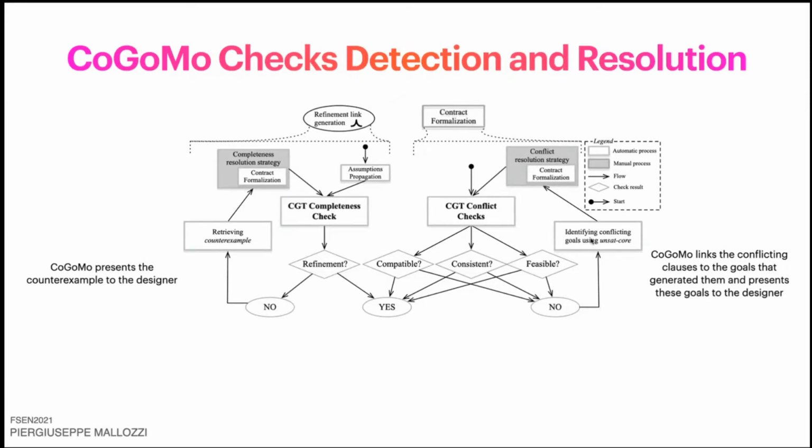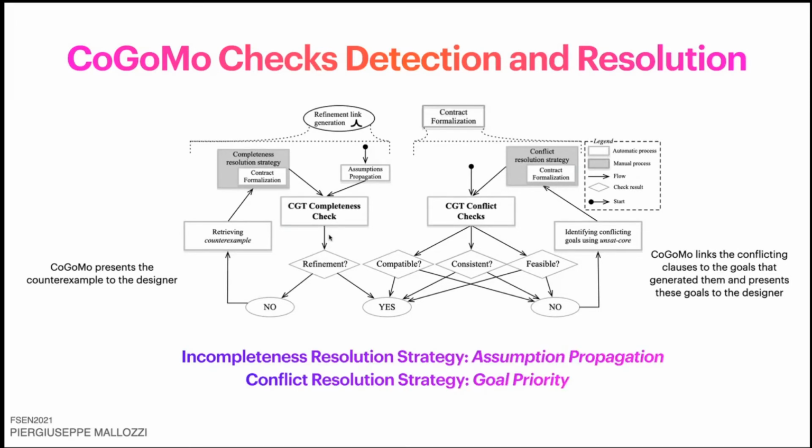On the other hand, every time a refinement link is generated, we check if the refinement is correct, and if it's not correct, as before, the SMT solver provides us a counterexample that we also show to the designer. So what are the strategies that Kokomo uses to automatically resolve such incompletenesses or inconsistencies? Well, one is assumption propagation and one is goal priority.